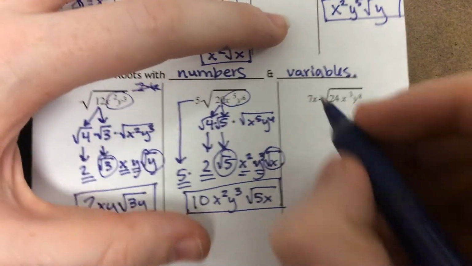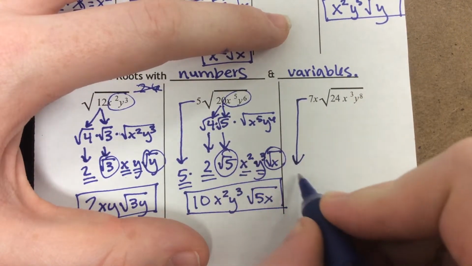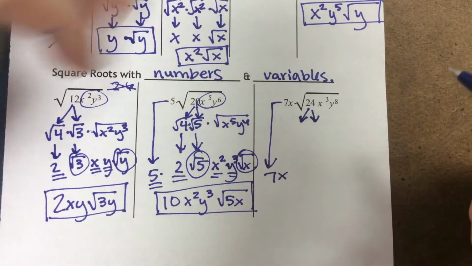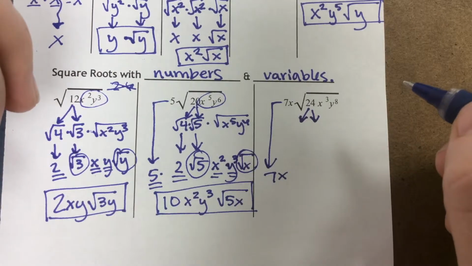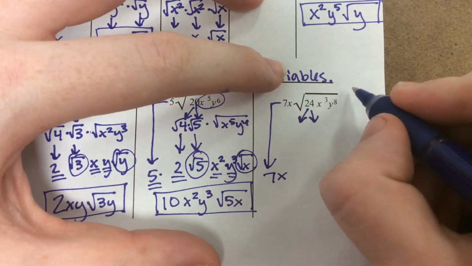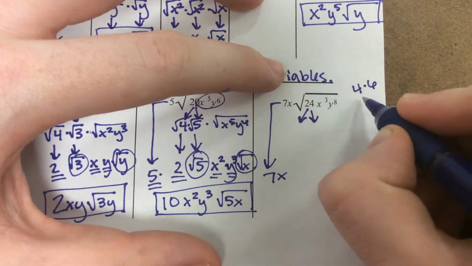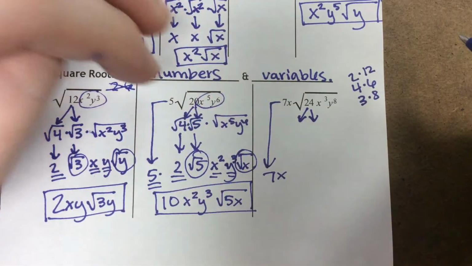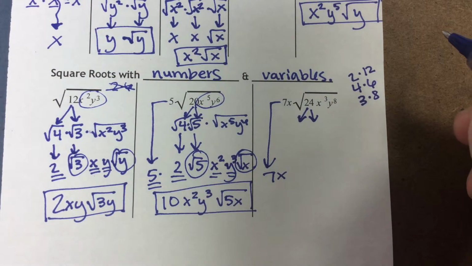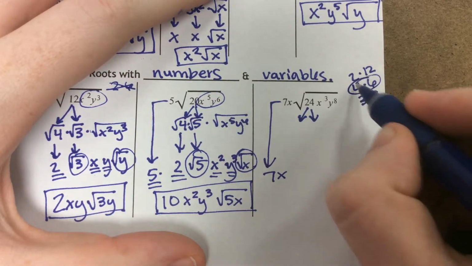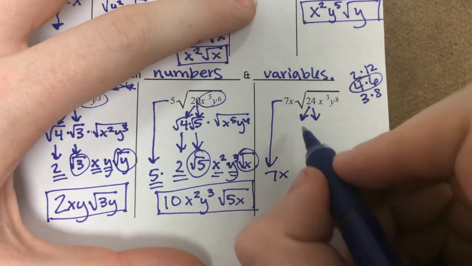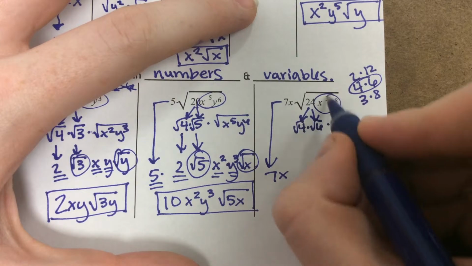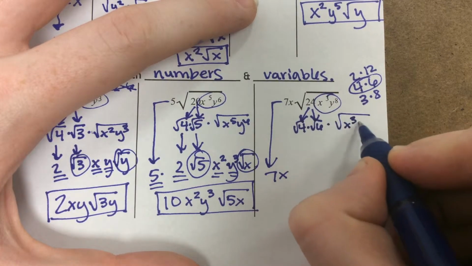This last one, we have a 7x outside of our square root, so we're going to save it. 24 can break down into what? You do 4 times 6, we could do 3 times 8, we do 2 times 12. Some of those, obviously 4 and 6, you can take the square root of 4. So square root of 4 times the square root of 6 times your variables, the x cubed, y to the 8th.